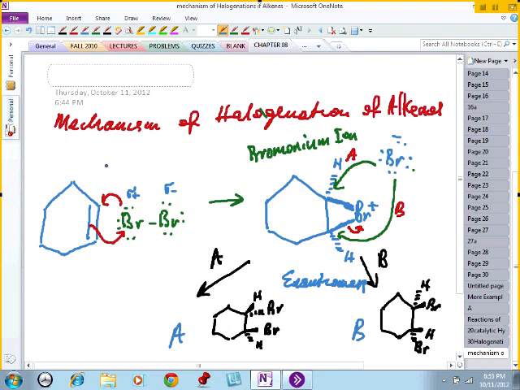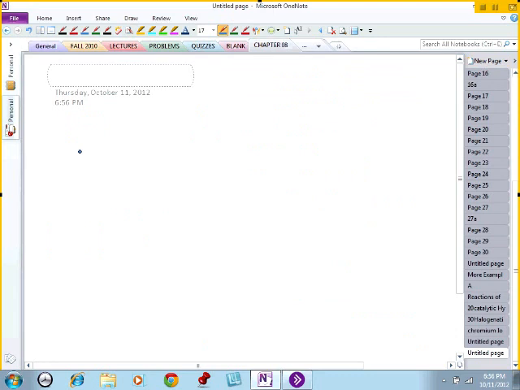Okay, so this is the mechanism that I'll come back to revisit during the course of this chapter. Anyway, at this point we have given you the mechanism for the bromination, or the same thing happens with chlorination of alkene. In the case of chlorine, the intermediate will be called chloronium ion. Okay, so let us give you one more example. Supposing we have this.